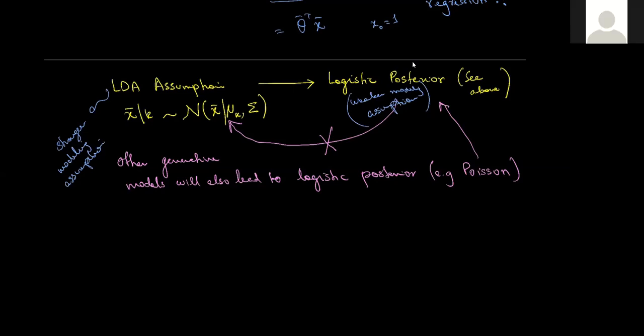Okay, there was no modeling mismatch. On the other hand, if the actual data did not follow that LDA model but some other model, for example a Poisson model, and you used the LDA modeling assumption, in that case logistic may turn out to be a better option.